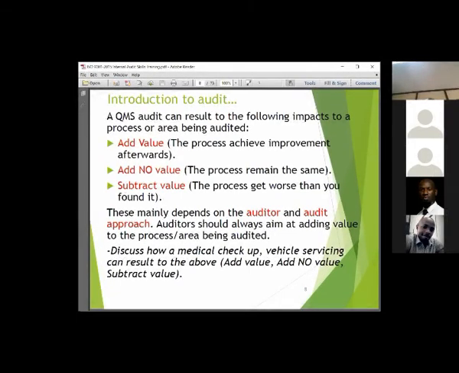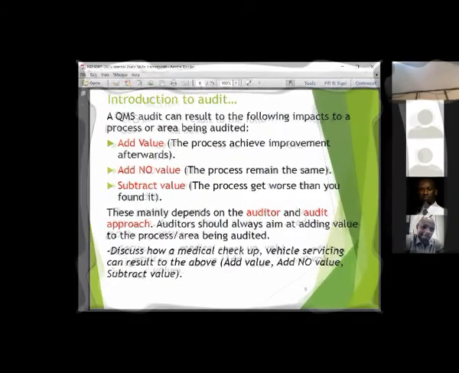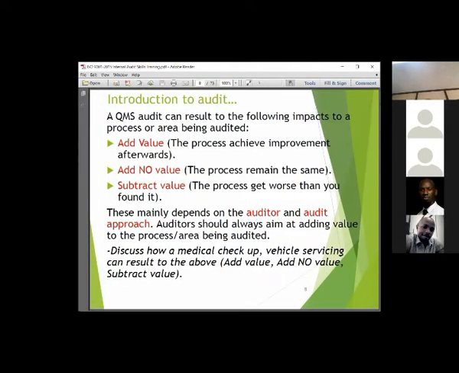Now, there is a discussion here, and I would want to hear from you people. Hey, it looks so silent here. I'm just alone here. Discuss how a medical checkup or a vehicle servicing can result in the above: adding value, adding no value, subtracting value. So imagine you go for a medical checkup. We say they also exhibit characteristics of an audit. There is a way a doctor can add value, or add no value, or subtract value.